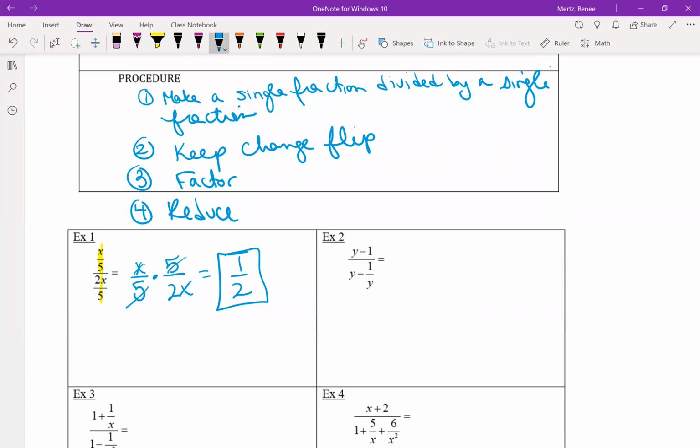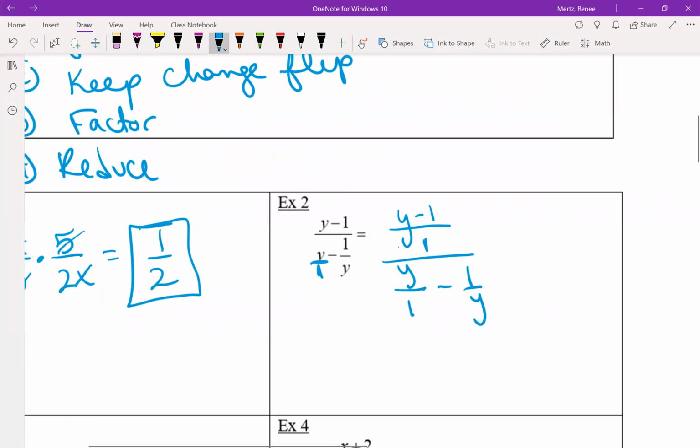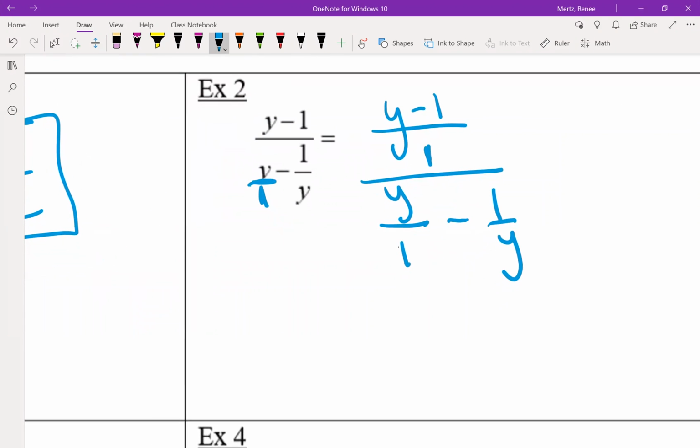On example 2, the top one is not a single fraction yet. So we're going to make it a single fraction, y minus 1 over 1. We need to get a common denominator here. So right now I have y over 1 minus 1 over y. I'm going to multiply this times y over y to get a common denominator on the bottom. The denominator on the top and the denominator on the bottom do not need to match.